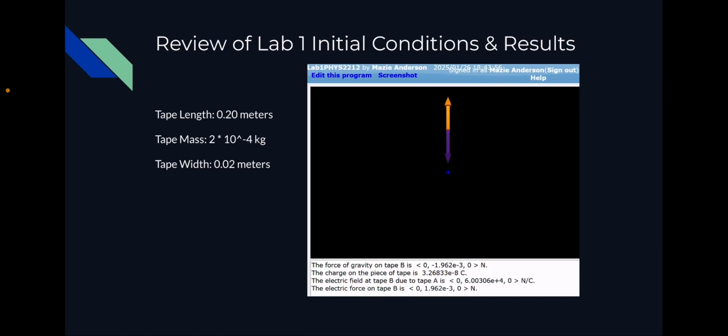Just to review my Lab 1 initial conditions and results, my tape length was 0.2 meters, my tape mass was 2 times 10 to the negative 4 kilograms, and the tape width was 0.02 meters. If you look at the right, this is the computational model that I got from Lab 1, which found that the charge on each piece of tape was 3.268 times 10 to the negative 8 coulombs. And the force of gravity and the electric force balanced each other out.